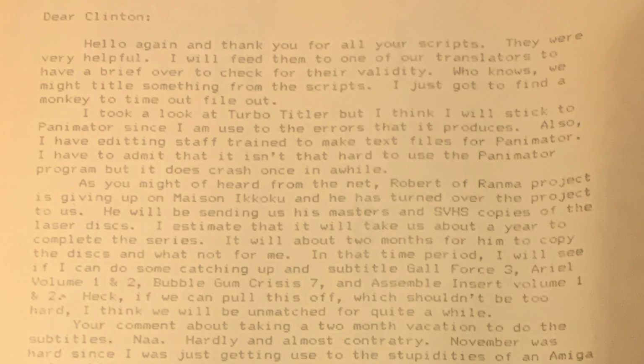So we got all that. We got hooked up to do the Maison Ikkoku series, right? In that period, we would also be doing volumes 1 and 2 of Galforce, Ariel, and Bubble Crisis 7, Assemblers at 1. There's just so much stuff that we were working on that no one was even close to. The production speed that we were at was just incredible.